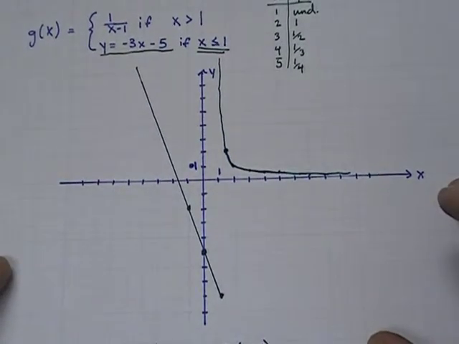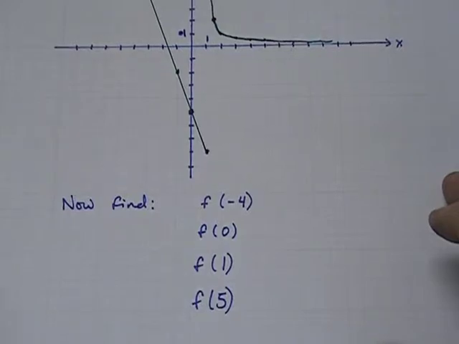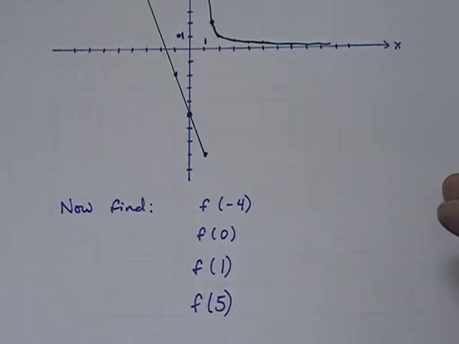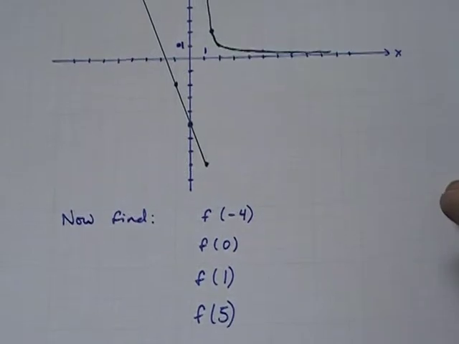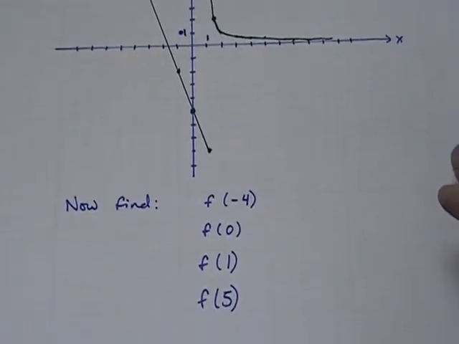Okay, so we've graphed this. Now they ask us 4 questions. They ask us f of negative 4, f of 0, f of 1, and f of 5. And there's a couple of things we can do here. One thing we can do is look at the graph.